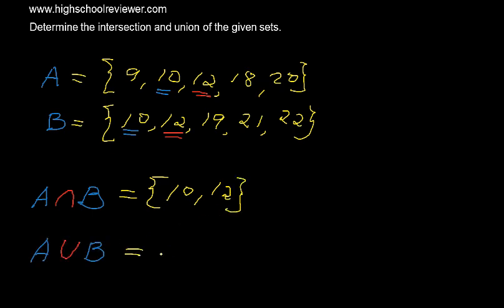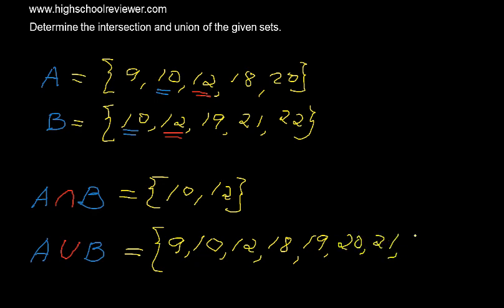And let us now find A union B. When we speak of union, it refers to all the numbers that are in the two sets. And the numbers that are in the two sets, we have 9. And although 10 is present in both A and B, we will just take this as 1. And we have 12, 18, 19, 20, 21, and 22. And these are the sets of numbers for A intersection B and A union B.